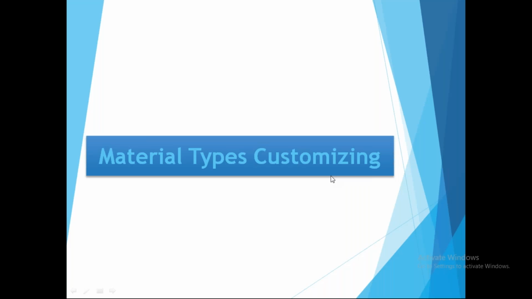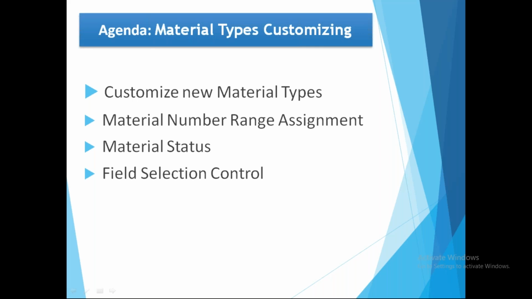Then we'll be starting our next topic, that is material types customizing. The topics that we are going to cover in material types customizing are customization of new material types, material number range assignment, material status, and field selection control.